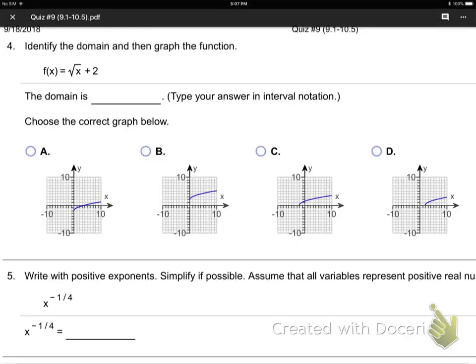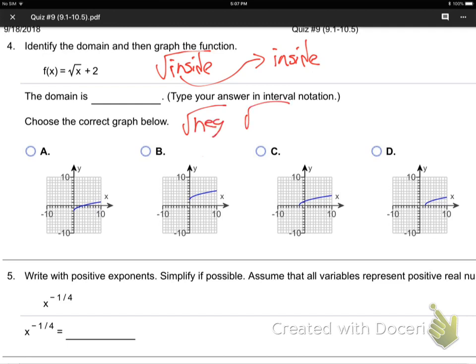So number 4, they're saying identify the domain and then graph the function. How do we do that? Well, whenever you have a root and you have something inside the root, you grab the inside. For the inside of a square root, what can you not put in a root? Do you know you cannot put a negative in a root?